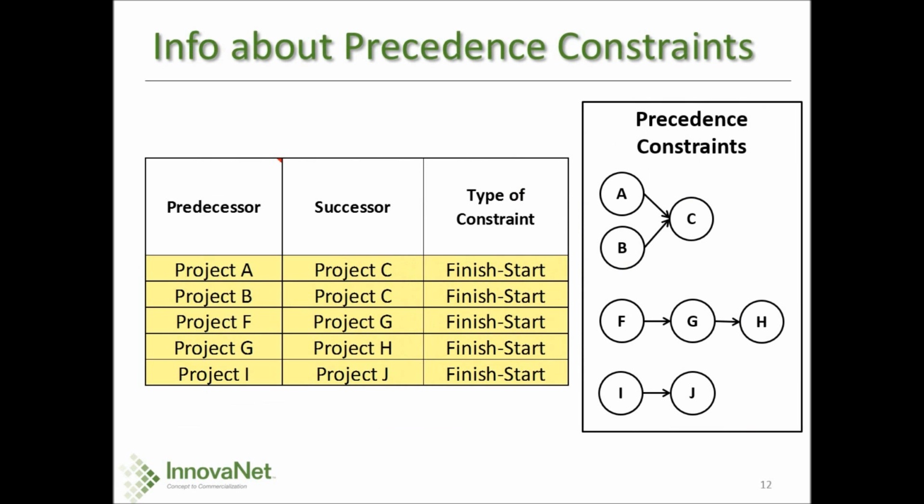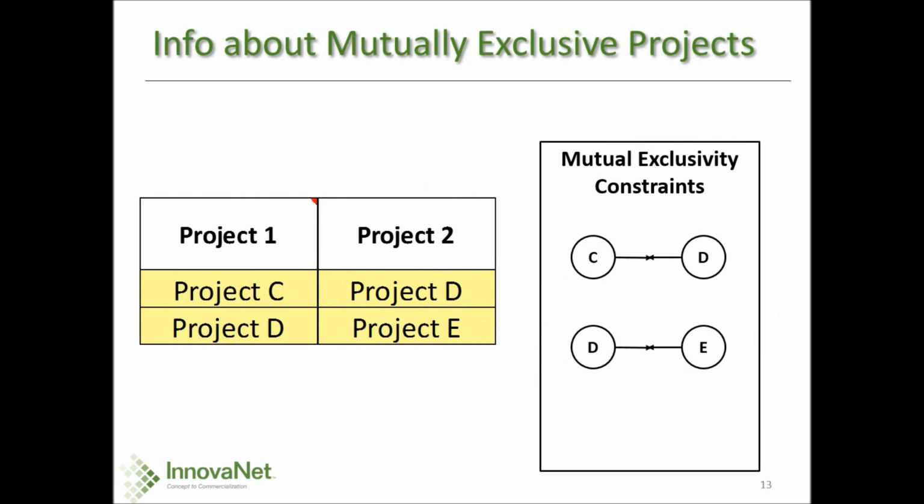Here the user enters the precedence constraints by specifying each predecessor-successor pair. For each of the constraints, you can specify whether it's a finish-start, start-finish, start-start, or finish-finish. The last data that the user needs to input is to specify which pairs of projects are mutually exclusive.